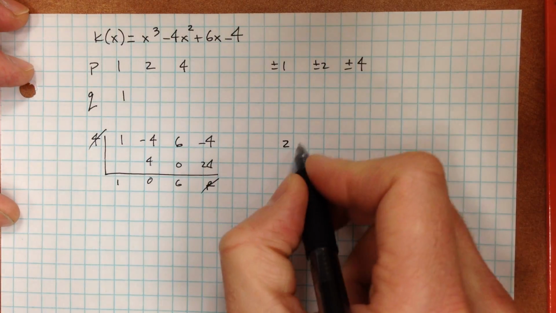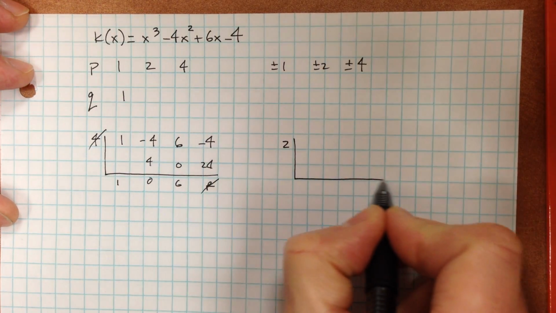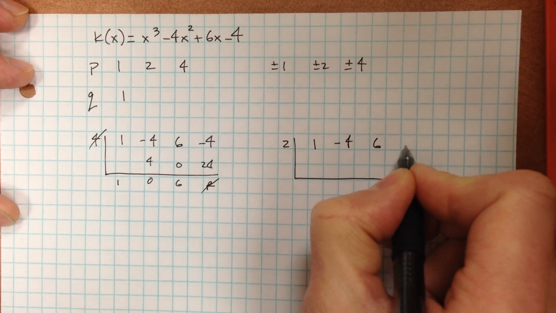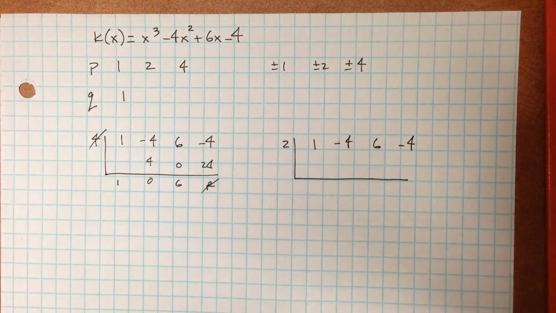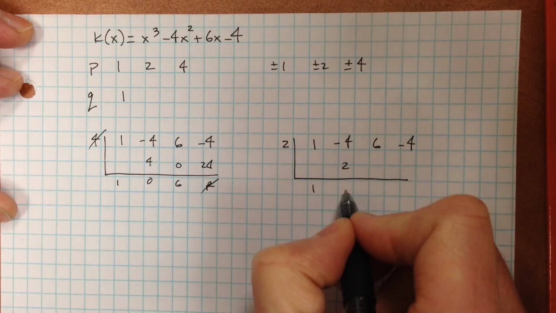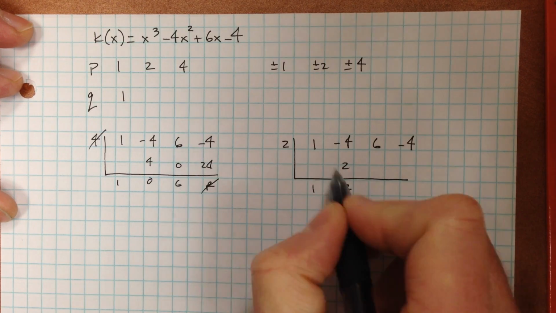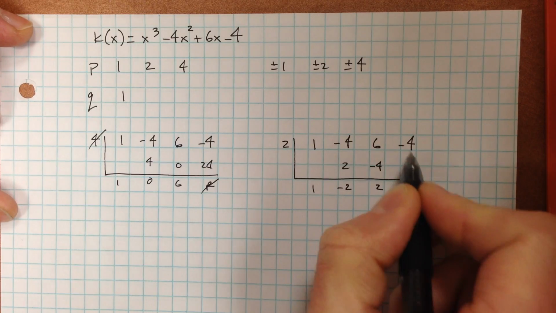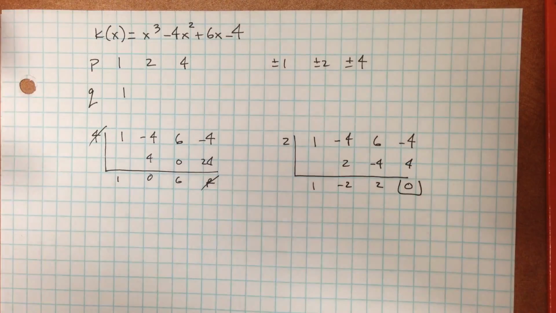Let's try 2. Pretty much what you just need to ask yourself is if you're feeling lucky. Are you? Bring down my 1. 2 times 1 is 2. Add to -4, get -2. Multiply, -4. Add to 6, get 2. Multiply, 4. Wow. I am feeling lucky.